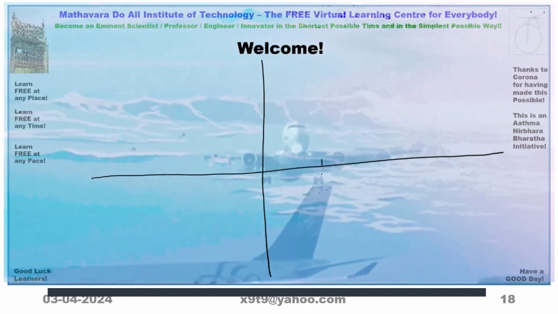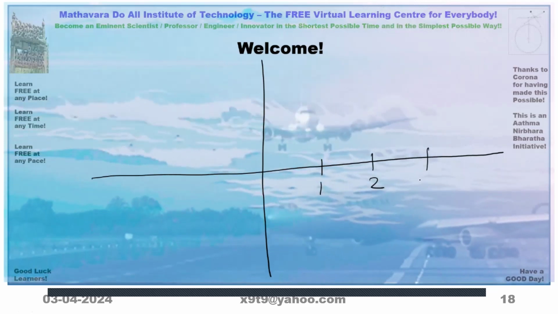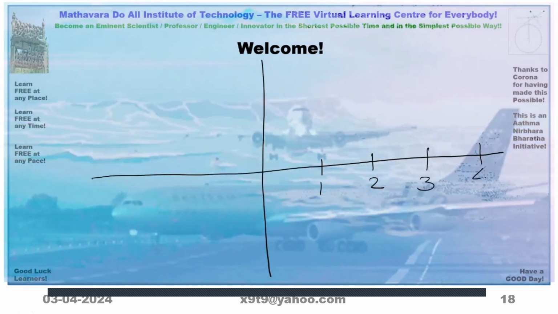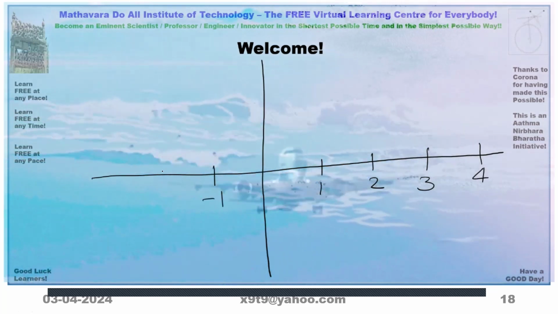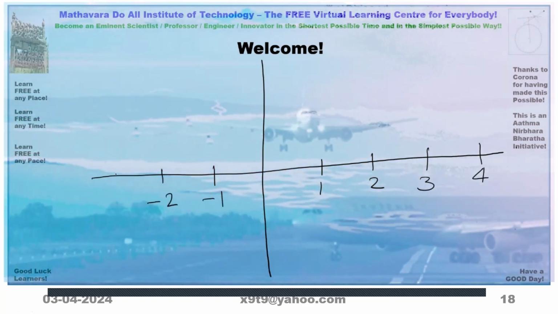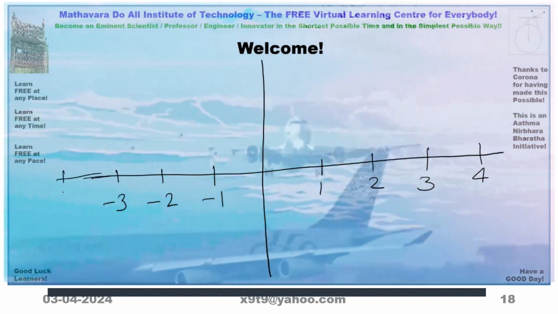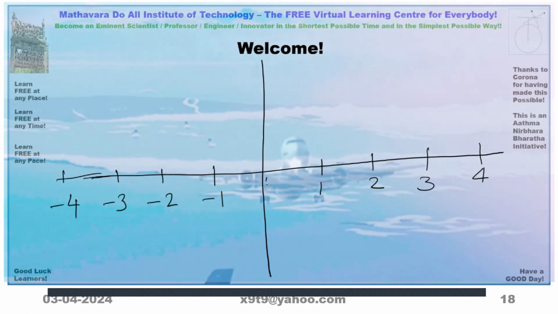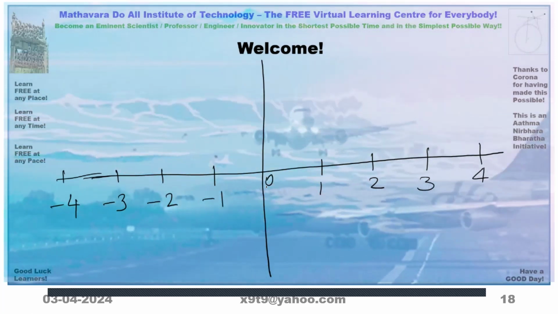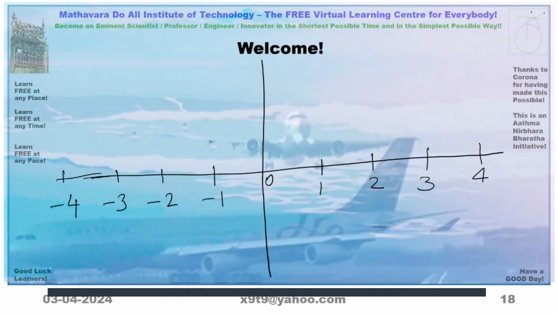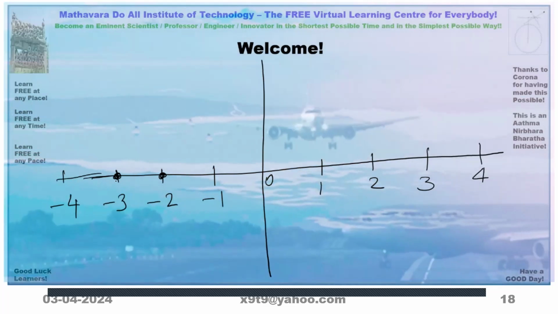So if you draw the graph, x is equal to 1, 2, 3, 4, minus 1, minus 2, minus 3, minus 4, this is 0. Now you see, we got the answer as minus 2, minus 3, is it not? So the graph will cut one point here, another point here.